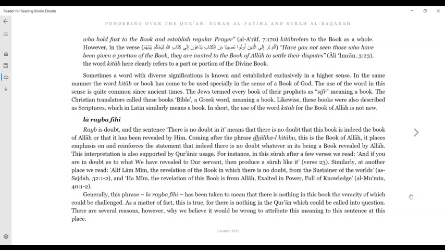The use of the word in this sense is quite common since ancient times. The Jews termed every book of their prophets as Sifr, meaning a book. The Christian translators called these books Bible, a Greek word meaning a book. Likewise, these books were also described as scriptures, which in Latin similarly means a book. In short, the use of the word kitab for the book of Allah is not new.